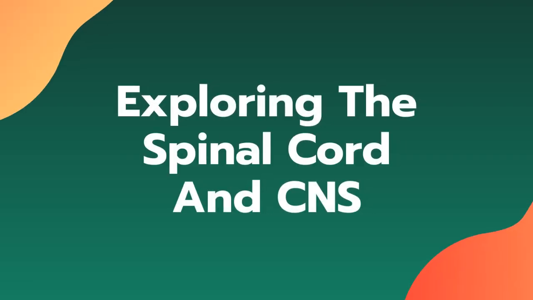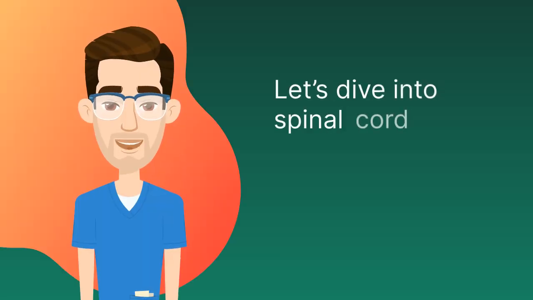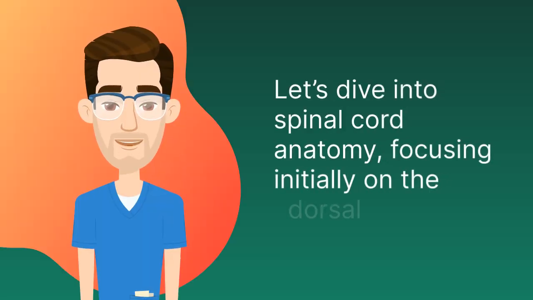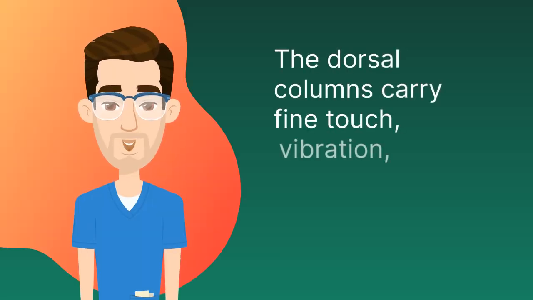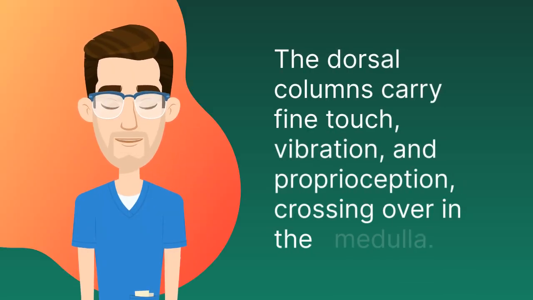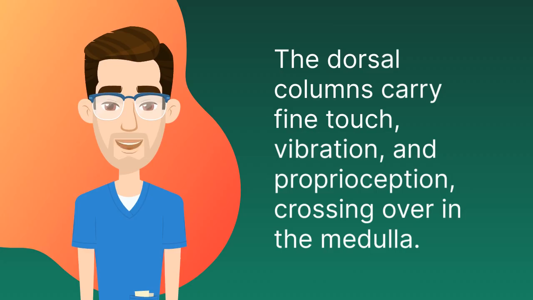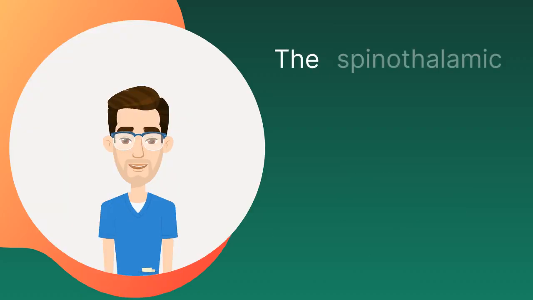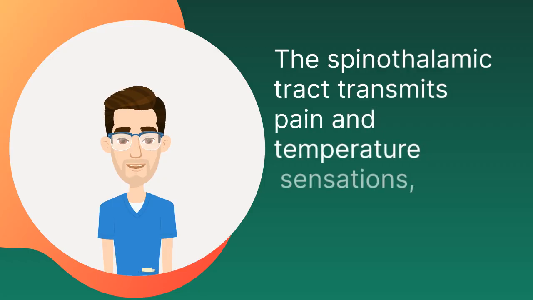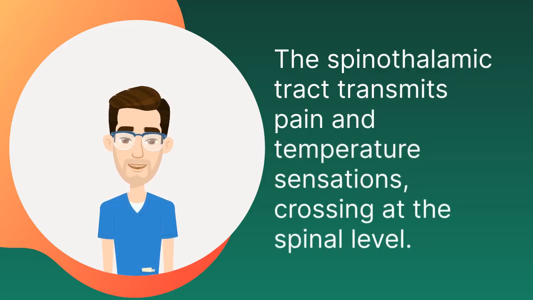Exploring the spinal cord and CNS. Let's dive into spinal cord anatomy, focusing initially on the dorsal columns. The dorsal columns carry fine touch, vibration, and proprioception, crossing over in the medulla. The spinothalamic tract transmits pain and temperature sensations, crossing at the spinal level.